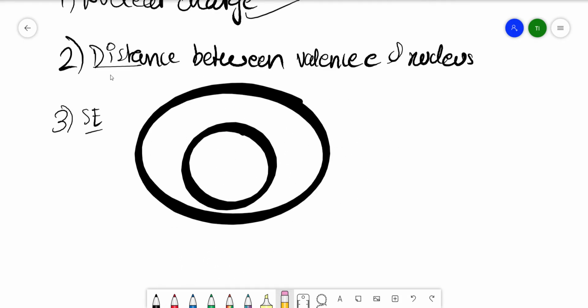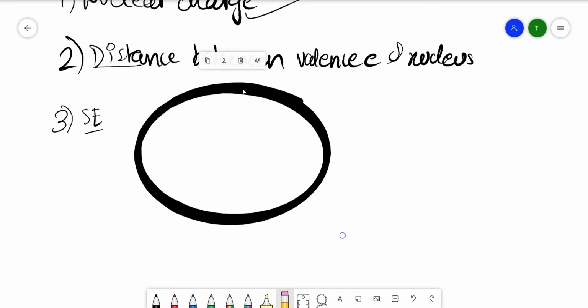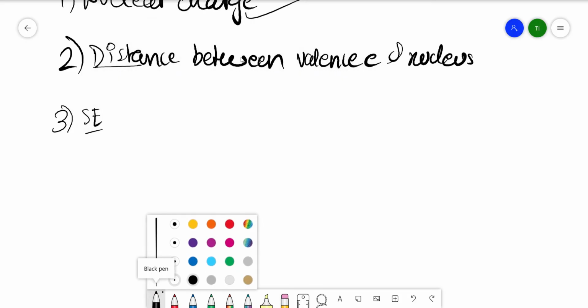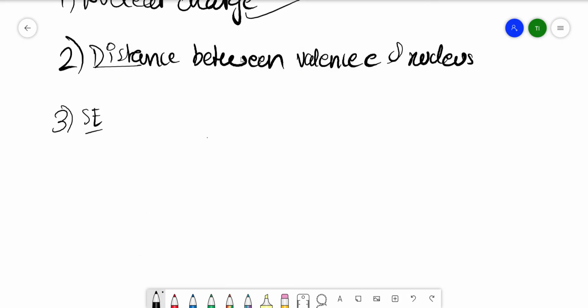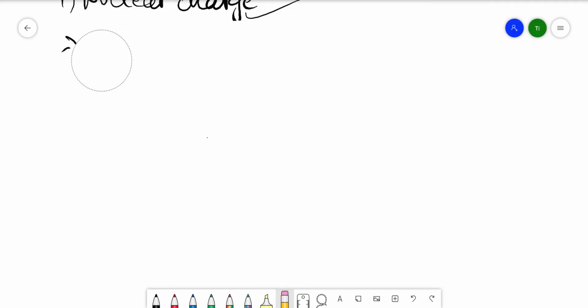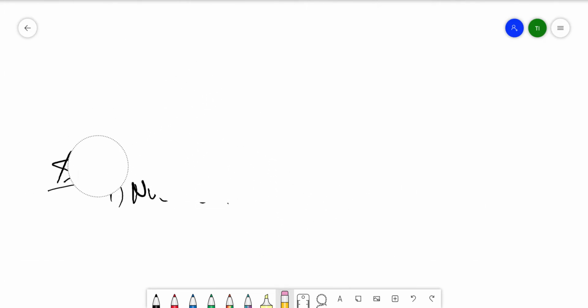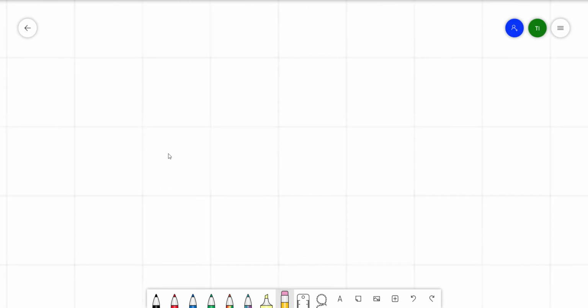Now to recap, the three things that you need to refer to when giving explanations regarding ionization energies are firstly the nuclear charge, secondly the distance of the valence electrons from the nucleus, and thirdly the shielding effect. Now I have a list of values. Let's take a look at a few ionization energy values.